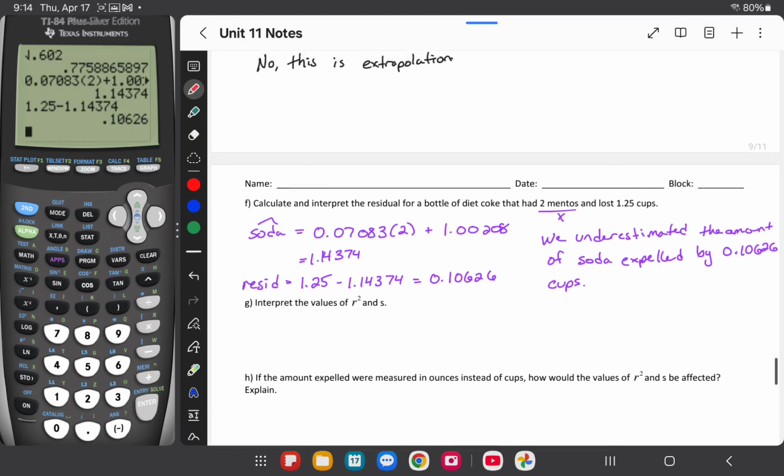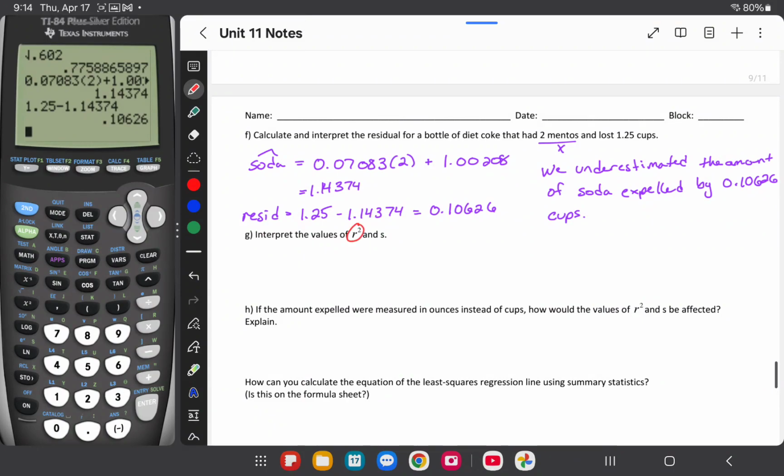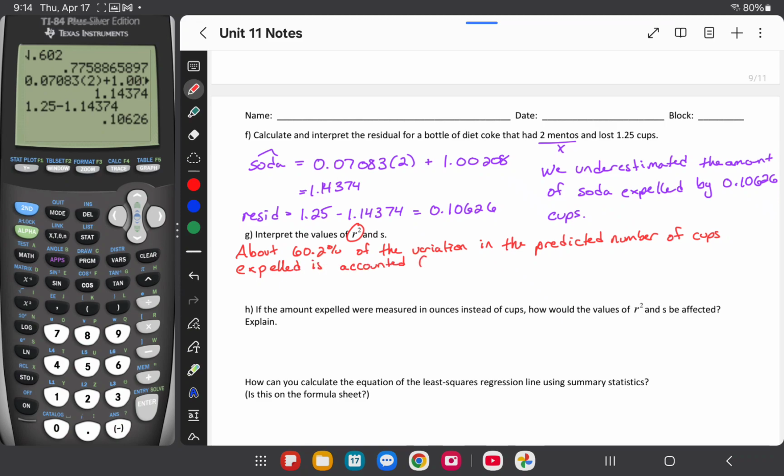The first is we're going to interpret our value for R squared. R squared was the 60.2% from that computer output. So we're going to say that about 60.2% of the variation in the predicted number of cups expelled is accounted for by the least squares regression line.